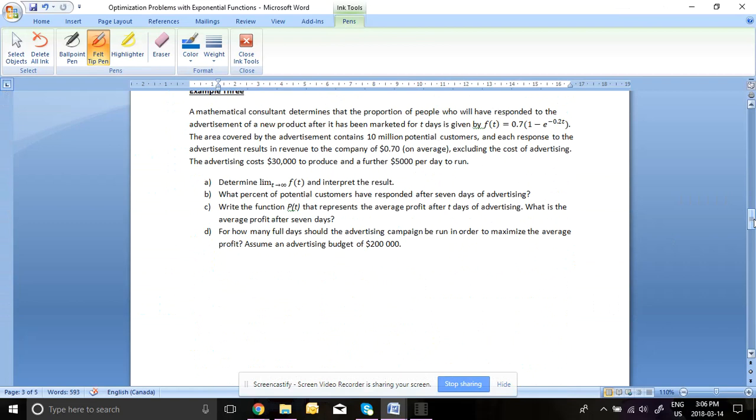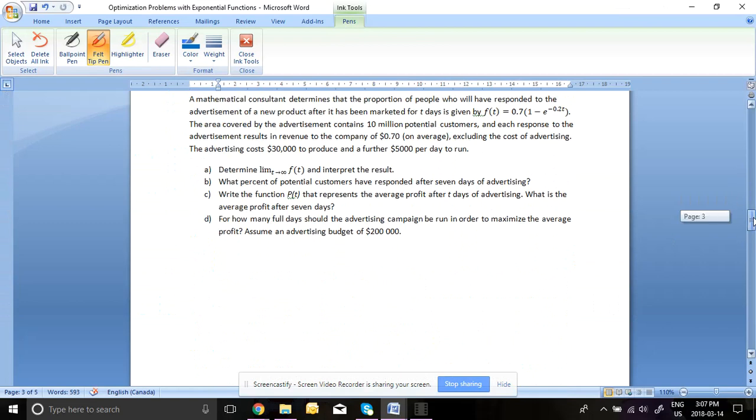Okay, so the area covered by the advertisement contains 10 million potential customers. So obviously, like 100% proportion would be all 10 million people. A 50% proportion would be 5 million people, okay? And each response to the ad results in a revenue of 70 cents on average, excluding the cost of advertising. But the advertising costs $30,000 to produce and a further $5,000 per day to run. So they first want us to determine this limit as t approaches infinity of this proportion function.